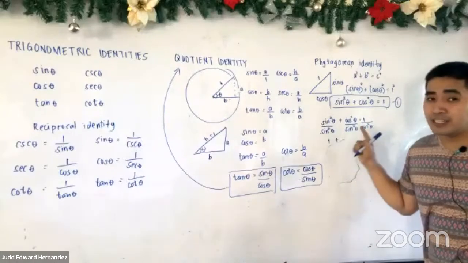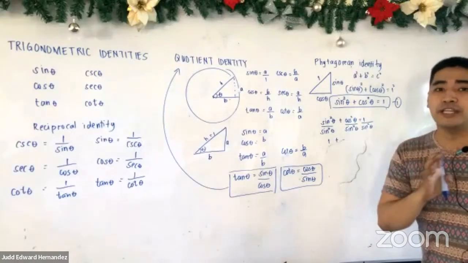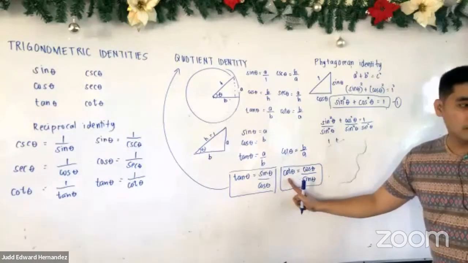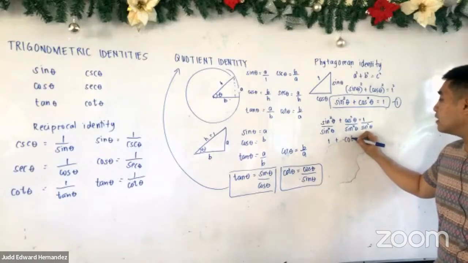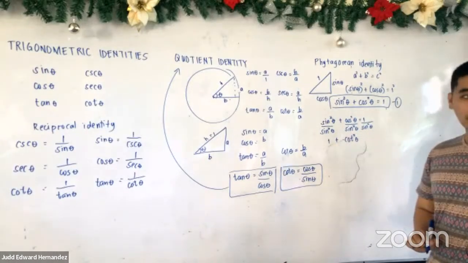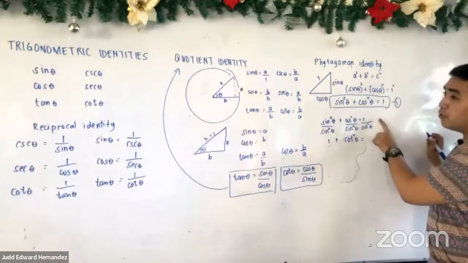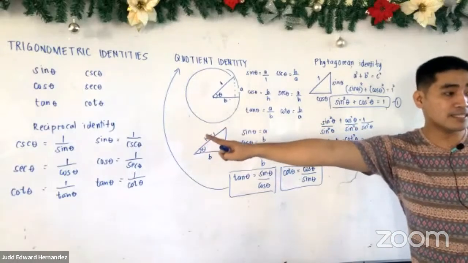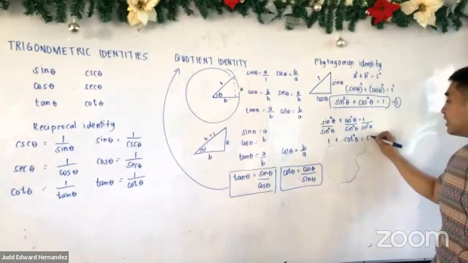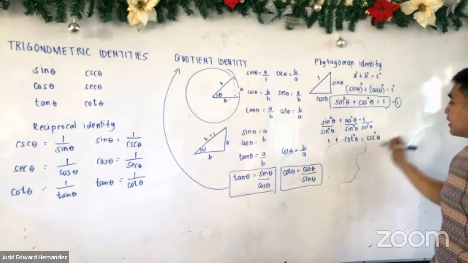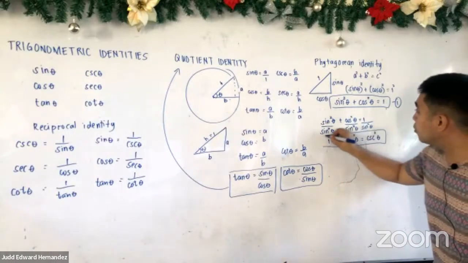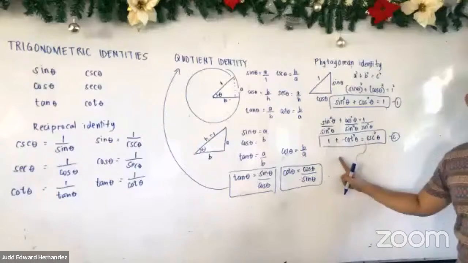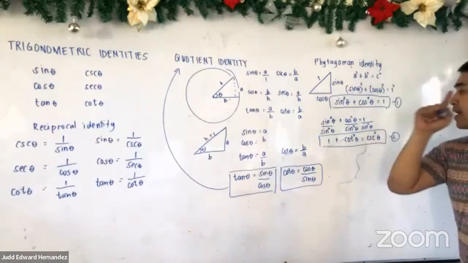Tinuro ko sa inyo kanina, what is cosine over sine? It is a quotient identity. Cosine over sine, that is cotangent. Cotangent squared theta is equal to, what is 1 over sine? It is a reciprocal identity. 1 over sine is cosecant. That is cosecant squared theta. And this is the second Pythagorean identity. Are we clear? Maliwanag po ba? Okay, next.